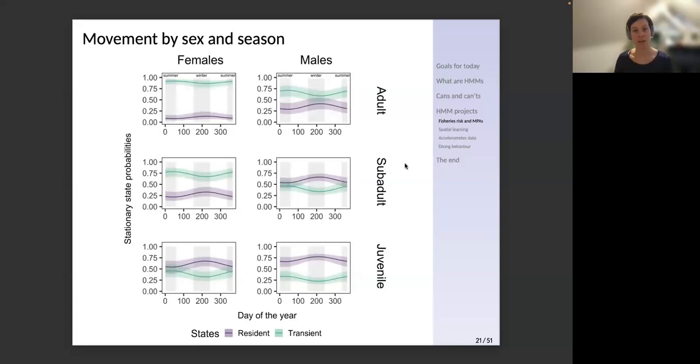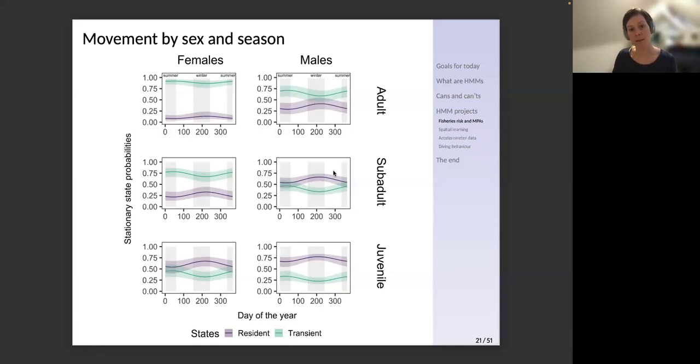If we look at life stage across the day of the year, you'll see that in the top left, the adult females and the subadult females are the only 2 life stages where the animals are more likely to be transient throughout the year. So the green line is transient. If we look at the adult males, they're only more likely to be transient in the summer. In the winter, these 2 confidence intervals overlap for the resident and transient movement.